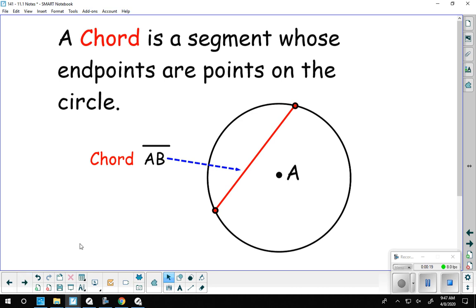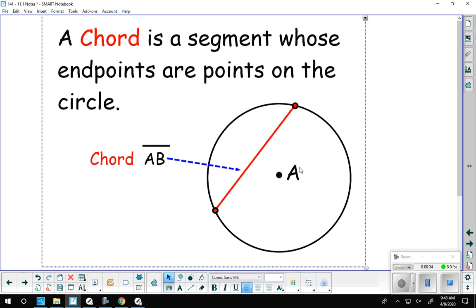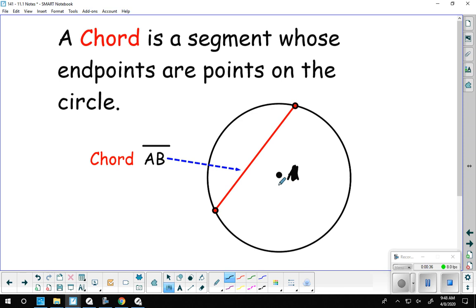A chord. What is a chord? It's a segment whose endpoints are on the circle. For example, here and here. Notice it does not have to go through the center. So this is considered chord AB. Actually, let's pretend like this is not there. If this is A and this is B, then we call this chord AB. Notice this looks like this, so this is our notation for a chord.